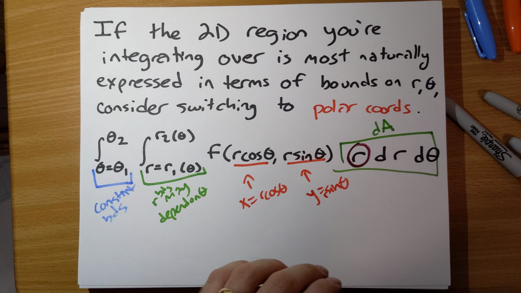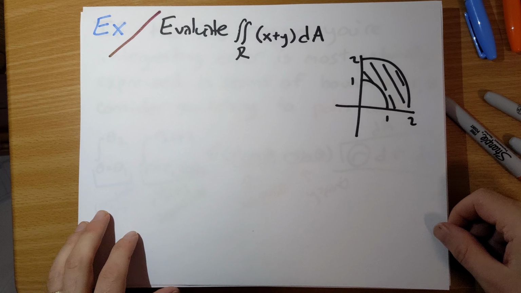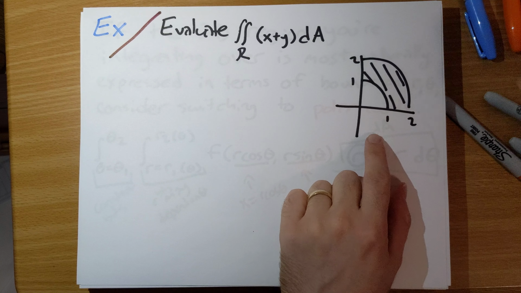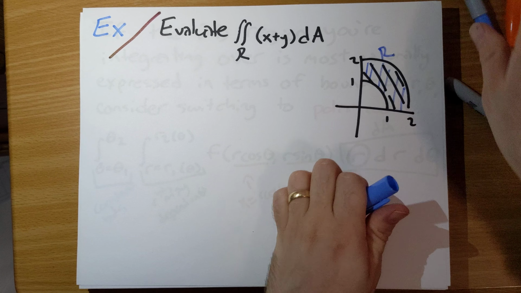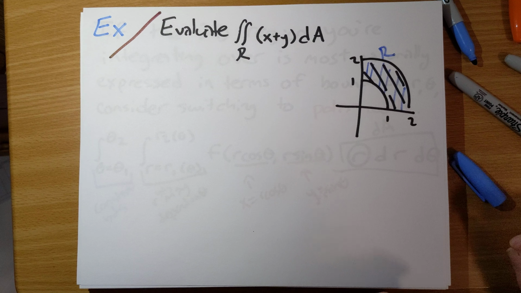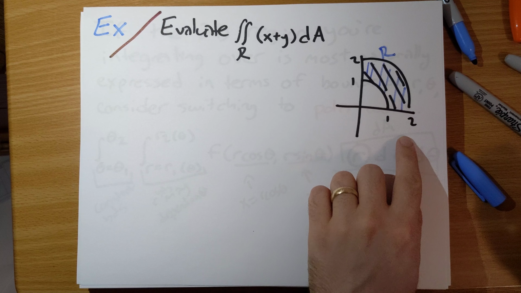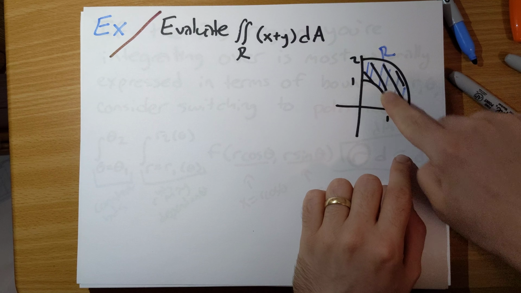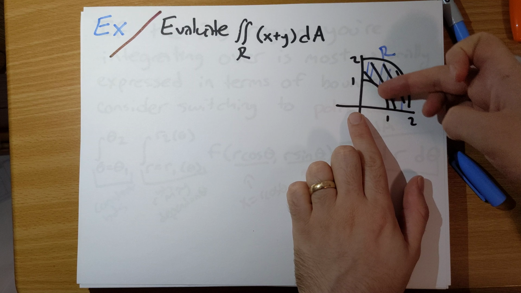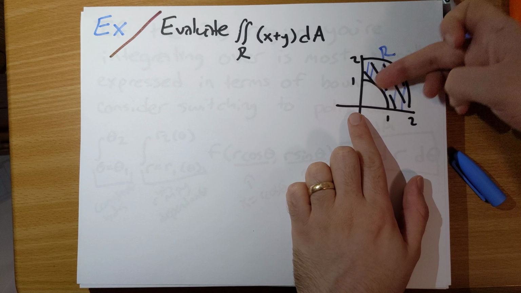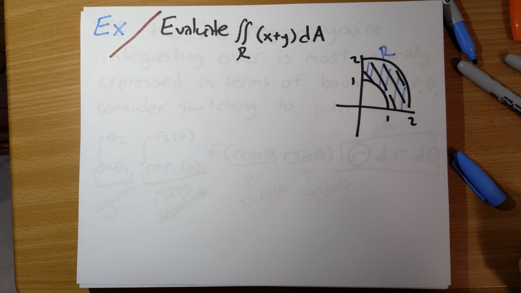Okay, so let's start off with a straight down the middle example here. Let's evaluate the double integral over r, where this right here is our r, of x plus y. So first off, realize this is some kind of macaroni-shaped region. It's between two circles. It's outside of the circle centered at the origin of radius 1. It's inside the circle of radius 2. It's in the first quadrant here.